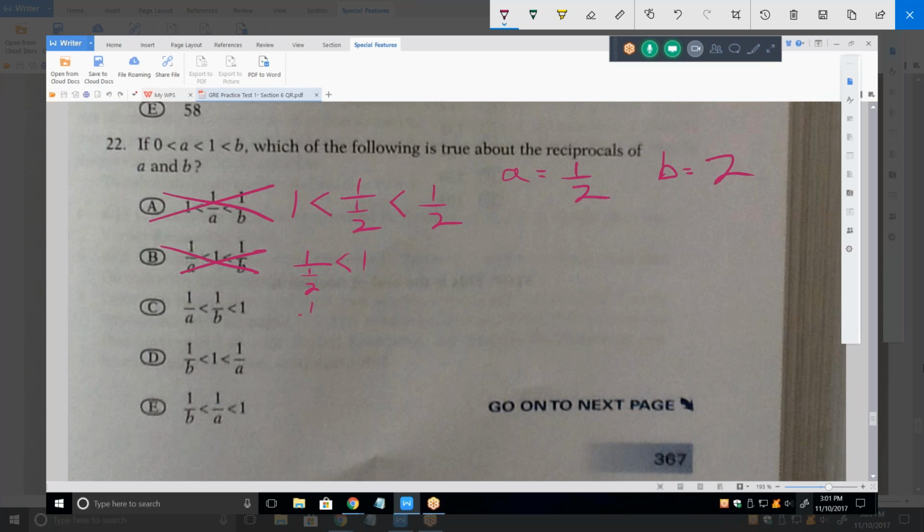Let's go down to C. We got 1 divided by 1/2. Is that less than 1 divided by 2? No. Let's go to D. Is 1 divided by 2 less than 1? Yes. Is it less than 1 divided by 1/2? Yes. That's our answer.